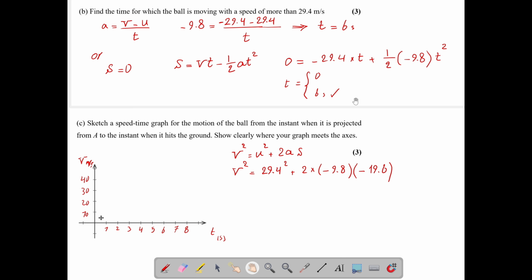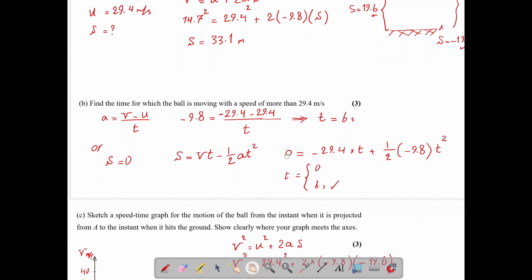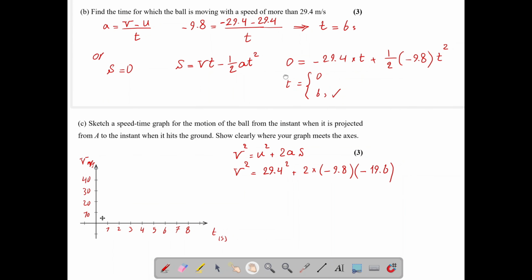Look here, our origin is at point A. So hitting point here is below the origin. So it means that our displacement is negative. It means that here displacement equals minus 19.6 meters. So be careful about the sign, and let's calculate.